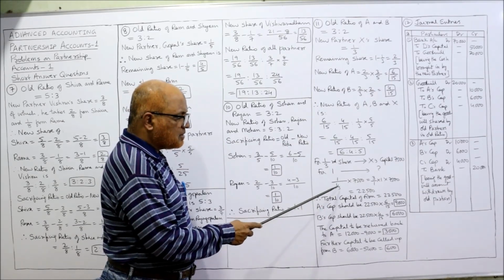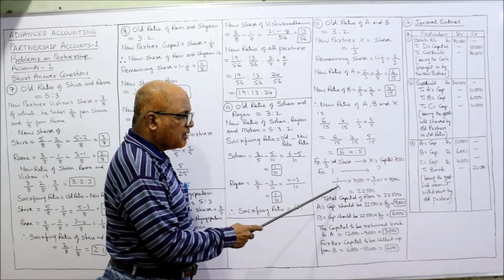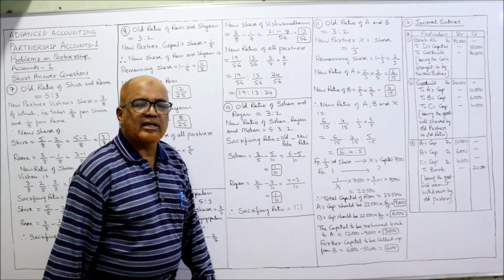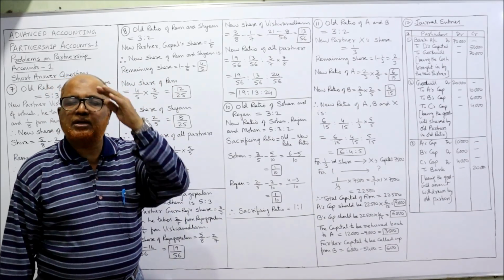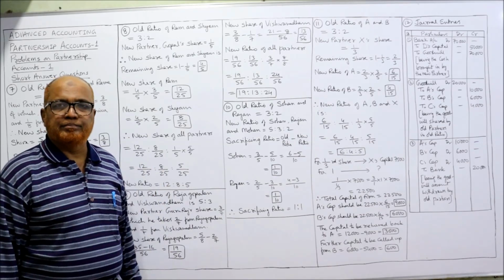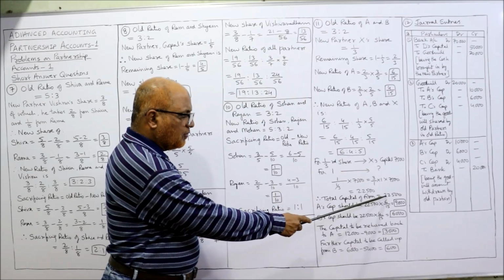So if instead of dividing, you multiply, it will become 3 by 1. So 7,500 into 3 by 1, you will get 22,500, which is the total capital of the firm according to the new profit sharing ratio. Total capital of the firm is 22,500.